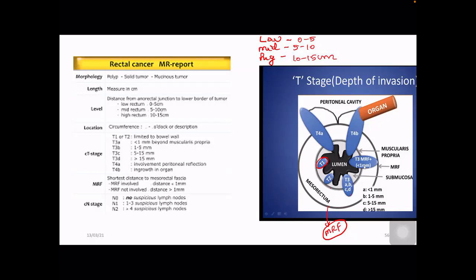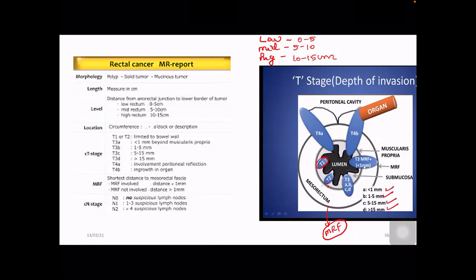So again I'll revise. T1 is a tumor which has infiltrated the submucosa. T2 is a tumor which has infiltrated the muscularis propria, this line. And T3 has infiltrated the muscularis propria and come into the mesorectum. T3 is further divided into A, B, C, D. T3A is less than 1 mm, T3B is 1 to 5 mm, T3C is 5 to 15 mm, and T3D is more than 15 mm.